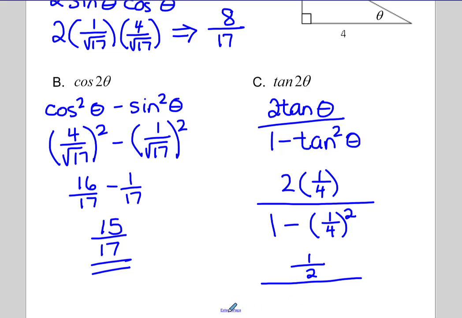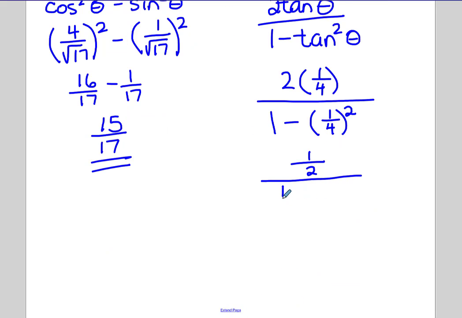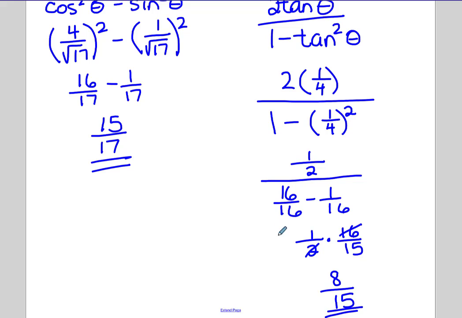And our denominator, I'm going to convert that to a 16th. So we have 16/16 minus 1/16, which becomes 1/2 divided by 15/16. That product would be 1/2 times 16/15 for this division, which turns out to be 8/15. So using the double angle formulas graphically or from a geometric point with the triangle that was given.